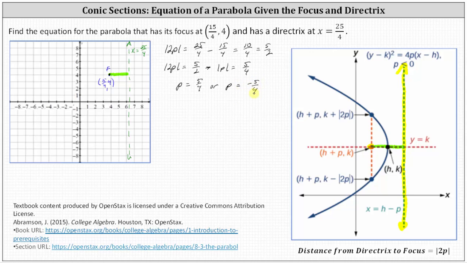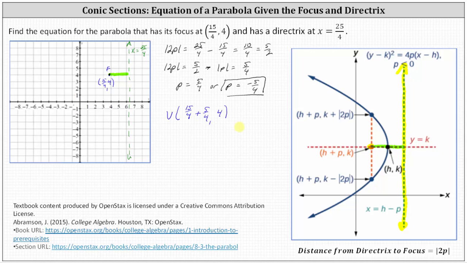But because we know the parabola opens to the left, or opens toward the negative x-axis, p is equal to negative 5/4. And since the absolute value of negative 5/4 is 5/4, we also know that the vertex must be 5/4 units to the right of the focus, indicating the vertex must be the point (15/4 plus 5/4, 4). Notice how I added 5/4 to the x-coordinate of the focus because I knew that the vertex was to the right of the focus.